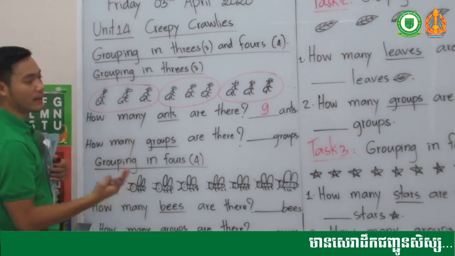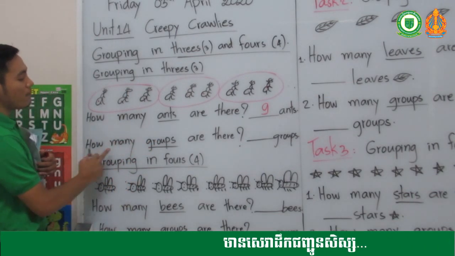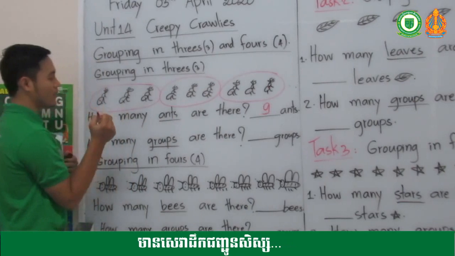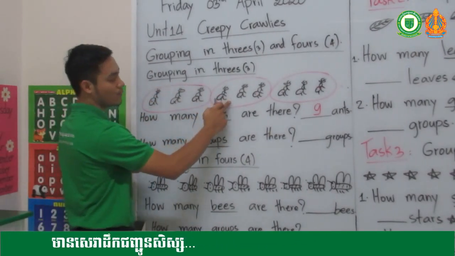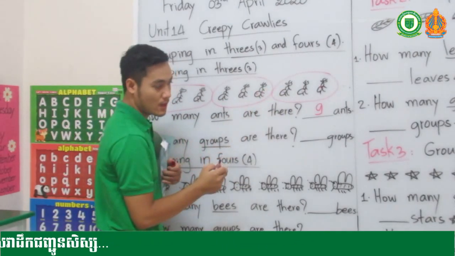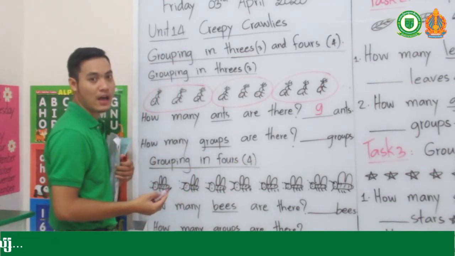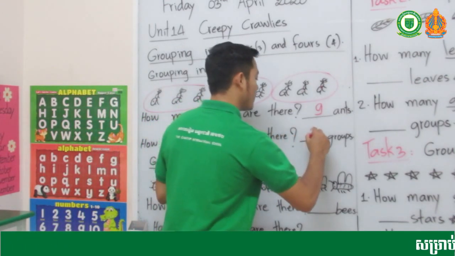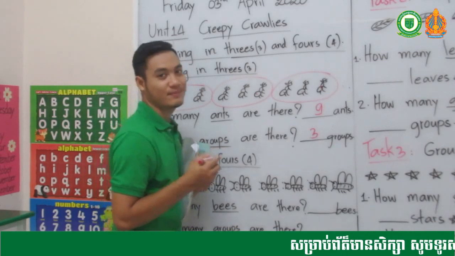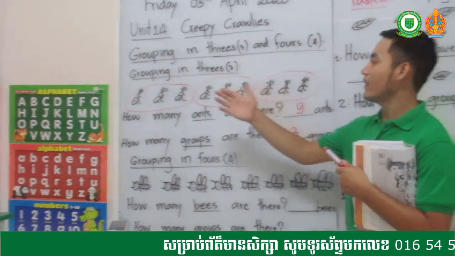So let's count and answer question number 2. How many groups are there? 1 group, 2 groups, 3 groups. So there are 3 groups of ants. So over here we complete number 3. Okay, so that's all for grouping in threes.